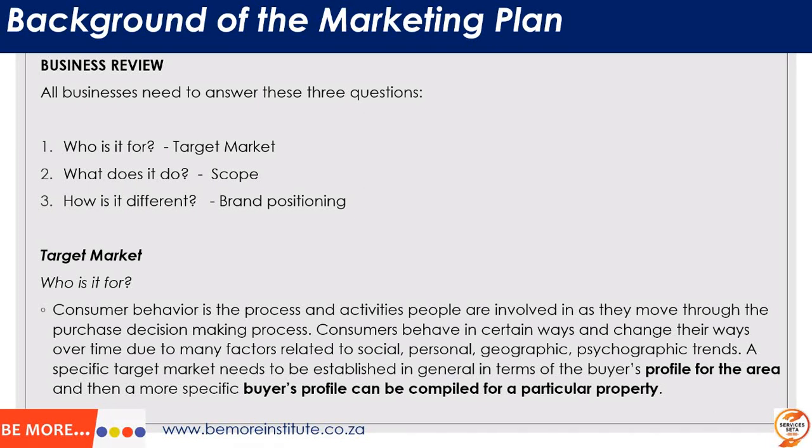But then you also need to dig deep and become more specific and say, what type of properties am I looking for? Am I looking into estate living? Am I looking into sectional title properties? So those are the things. I'm not saying you can't do both, but you must know that the marketing plan for this particular kind of product, this is my target market, so it needs to be clear.